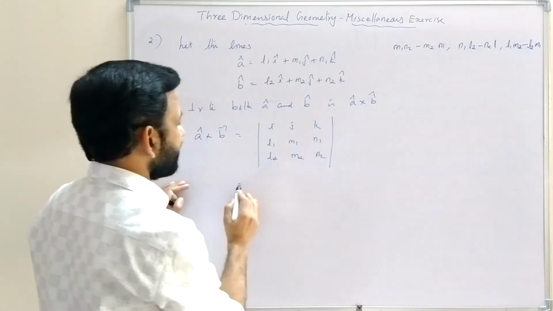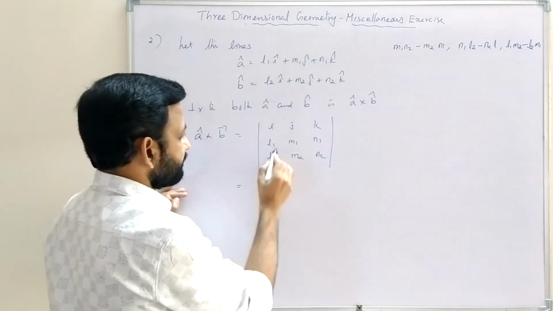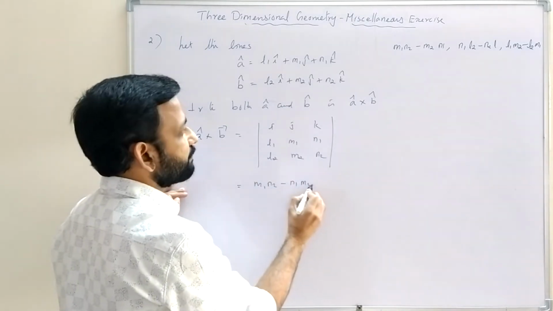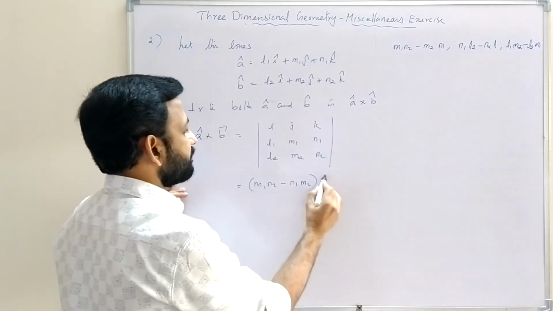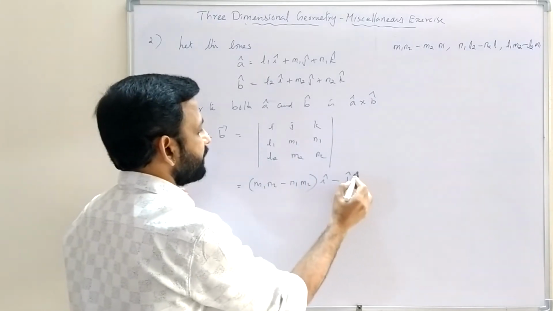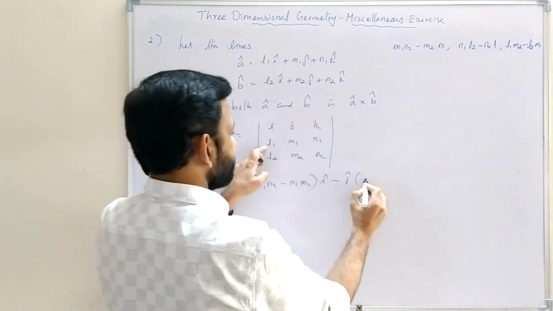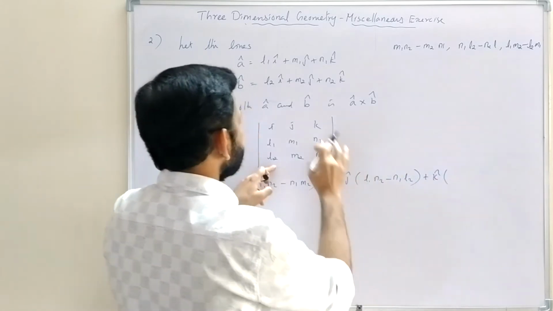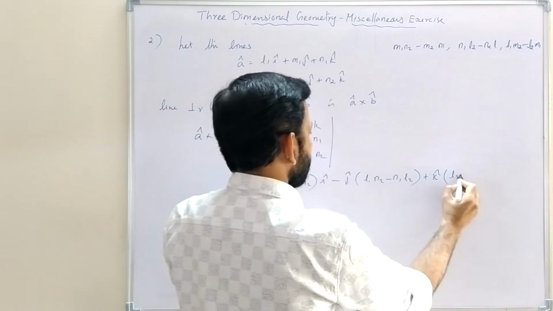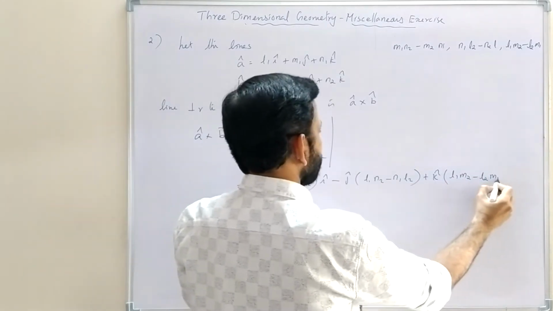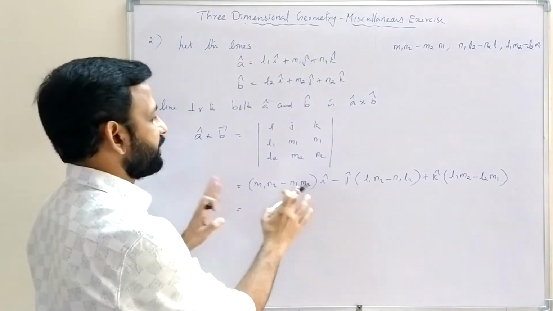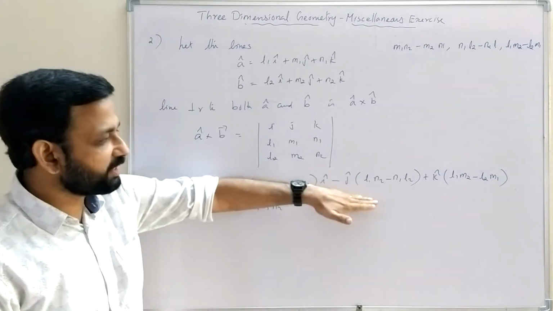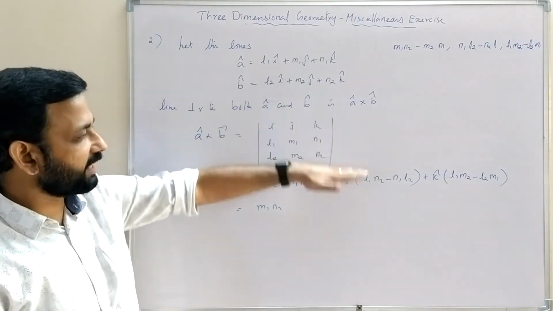Then when we expand, we will get I cap into (M1 N2 minus N1 M2), then the second sign is negative, J cap into (L1 N2 minus N1 L2), plus K cap into (L1 M2 minus L2 M1). And this is a unit vector. We want to show that the direction cosines of this vector perpendicular to both A and B are these.